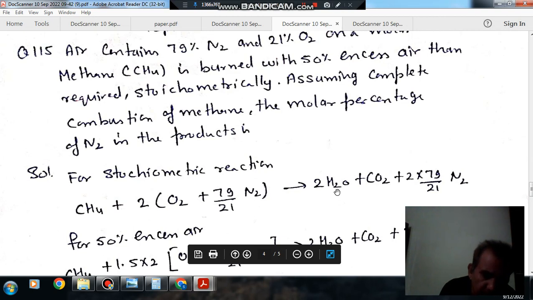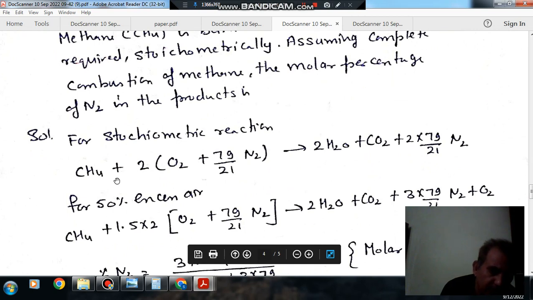So the products are 2H2O, CO2 and 2 into 79 by 21 N2, and N2 goes unreacted. Whatever fraction is in the reactant, that same fraction comes out in the product. So here the N2 will be 2 into 79 by 21 N2, and this O2 gets reacted with CH4 and forms H2O and CO2. So when 50% excess air is considered, we will take 0.5 plus 1, or 1.5, of air, and this will remain the same, that is 2H2O and CO2.